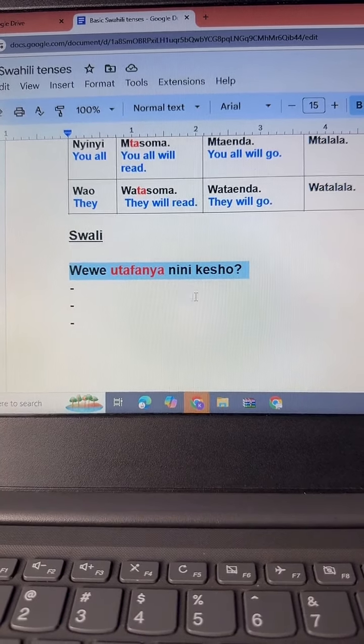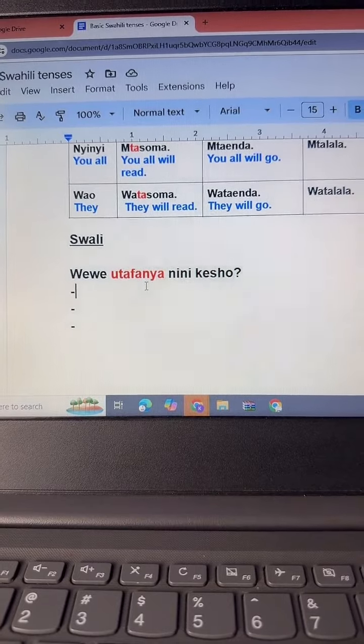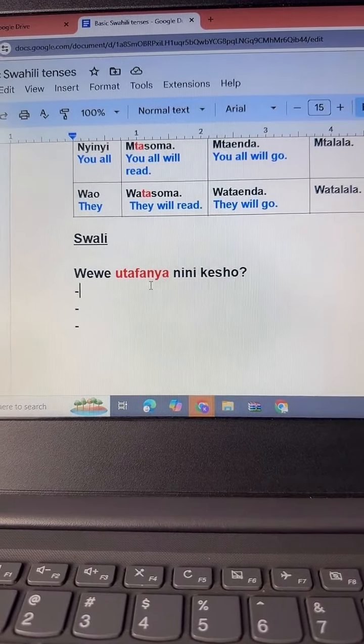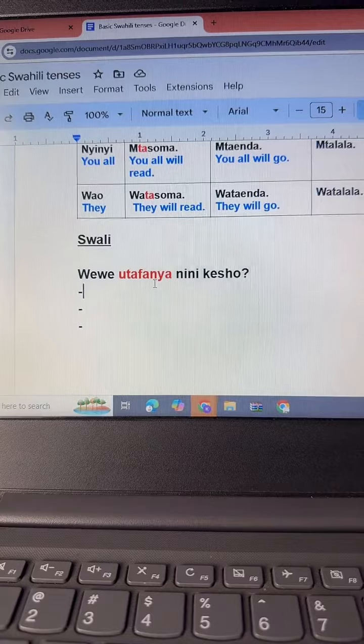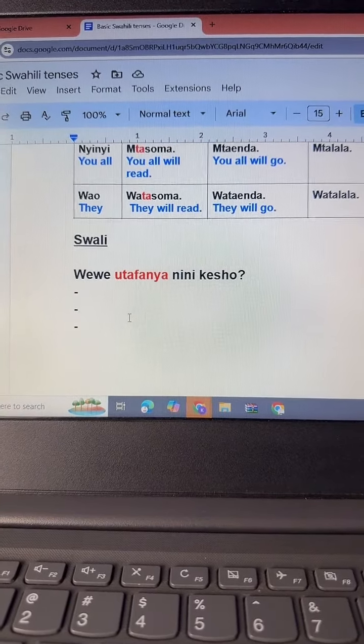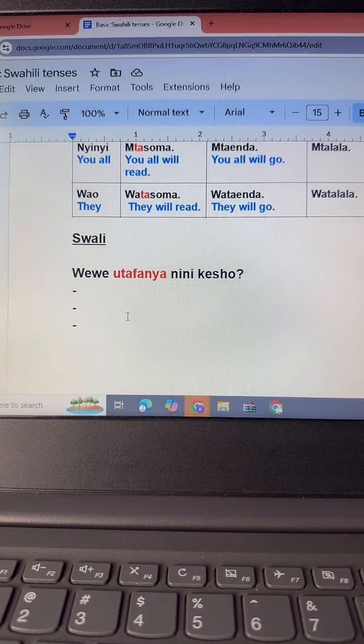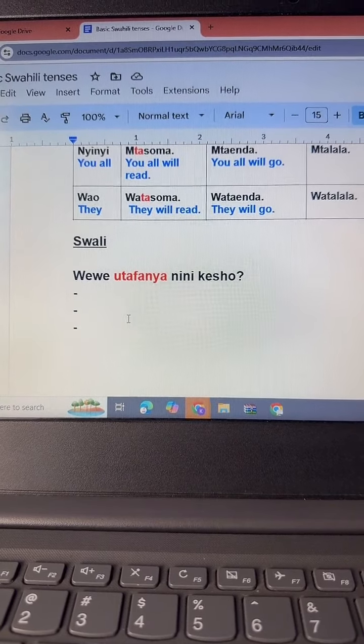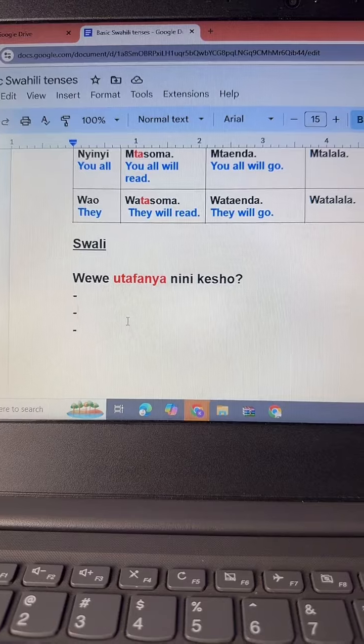Vizuri sana. Wewe utafanya nini kesho? What will you do tomorrow? Asanteni sana. Vizuri sana basi.